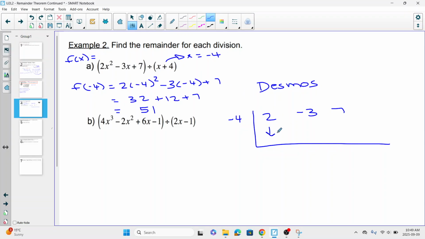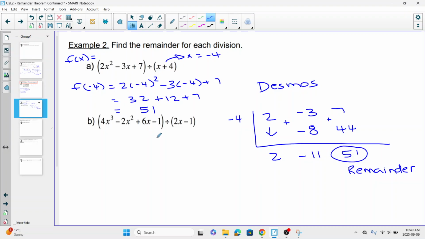So we drop down this 2, we do 2 times negative 4, which is negative 8. We're adding, so we're doing negative 3 plus 8 more negatives, which is negative 11. Negative 11 times negative 4 is positive 44. And again, we're adding: 7 plus 44 is equal to 51, which is our remainder. Okay, so there's your little proof that shows you, again, if we just sub in the corresponding solution of the divisor, then we end up with the remainder.